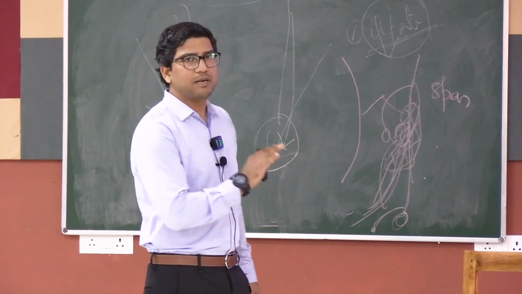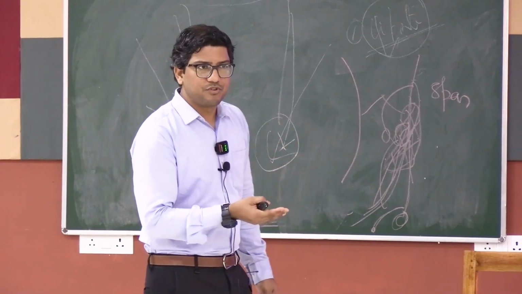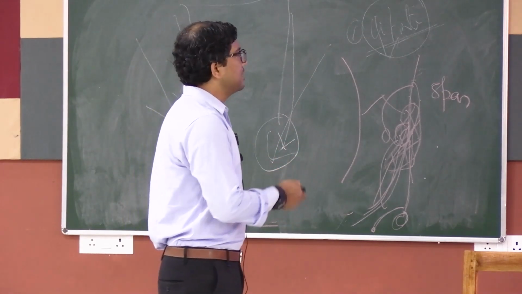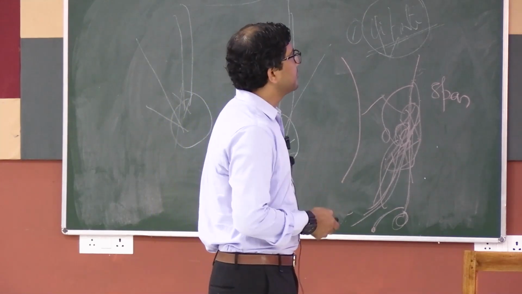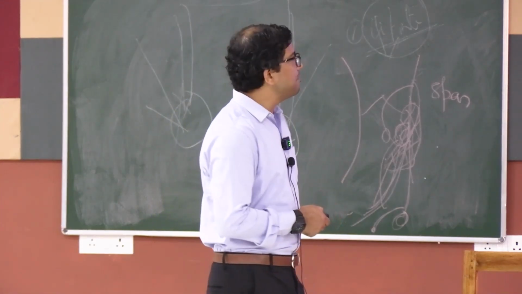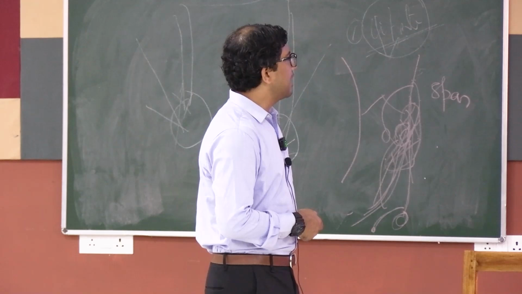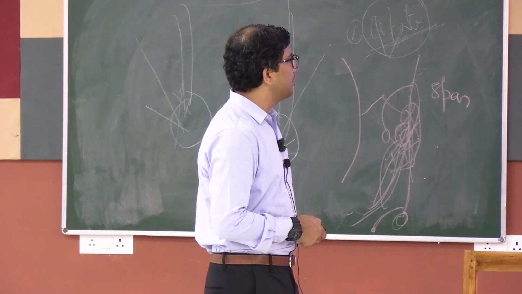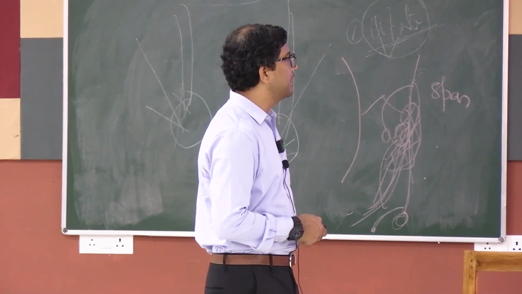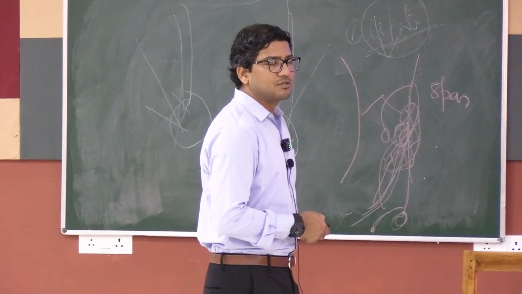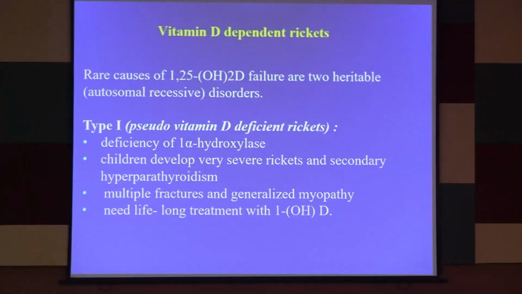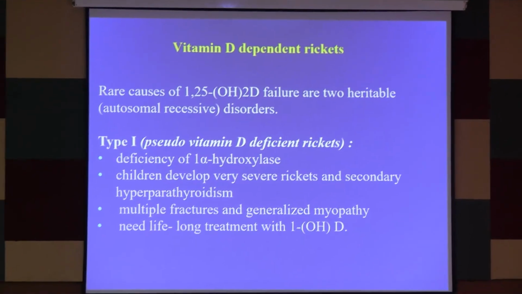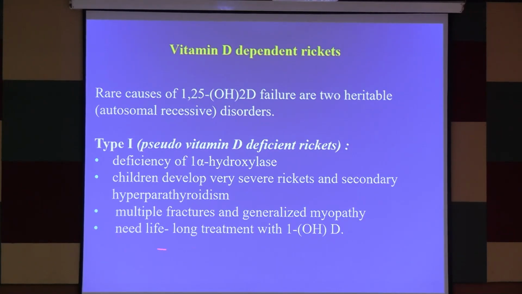These are vitamin D dependent rickets. They are more resistant to the usual treatment. So these are genetic causes of rickets. There are two vitamin D dependent rickets. One is type 1. Type 1 is basically deficiency of 1-alpha hydroxylase in the kidney. So the kidney is not producing the active form of vitamin D. So the patient needs lifelong treatment with calcitriol, that is 1,25 hydroxy vitamin D.